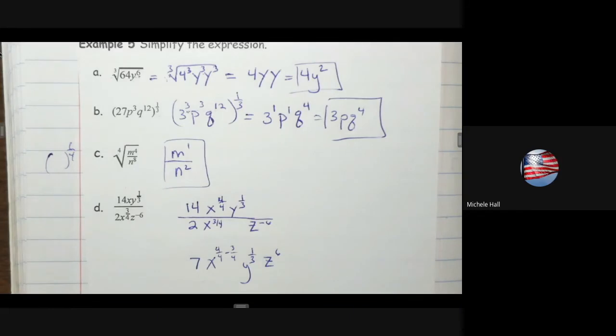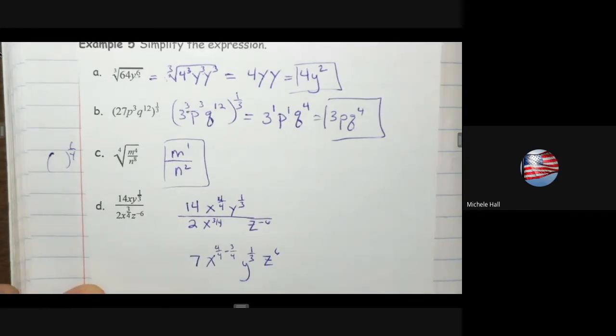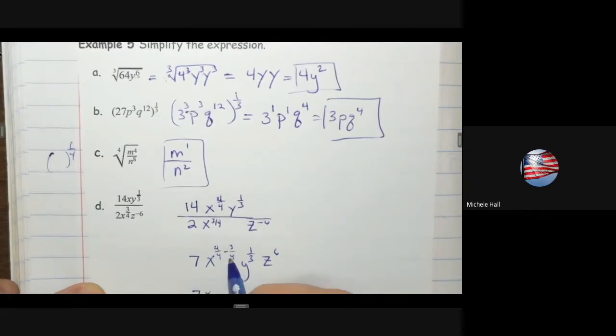Our final answer is going to be 7x. 4/4 minus 3/4 is 1/4. Y to the 1/3. And z to the 6th.